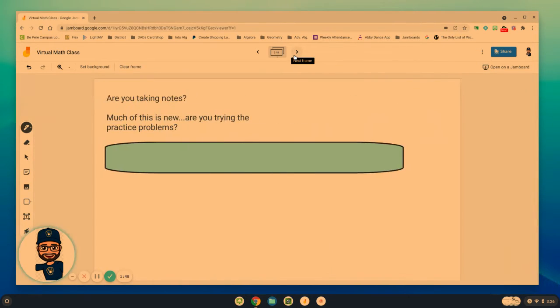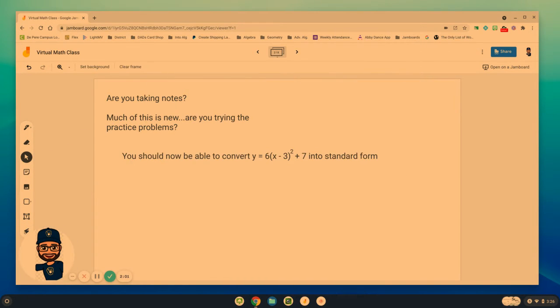Now, this is a tough chapter, so I hope you're taking notes. A lot of this is new material, new content. And are you trying those practice problems? Because we're going to be having a test, and as those tests come up, all of these practice problems are really preparing you. For example, you should be able to convert this vertex form, y equals 6 times (x minus 3) squared plus 7, into standard form. Why don't you pause the video and try to do that now?